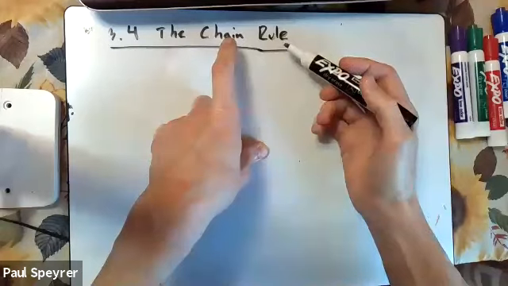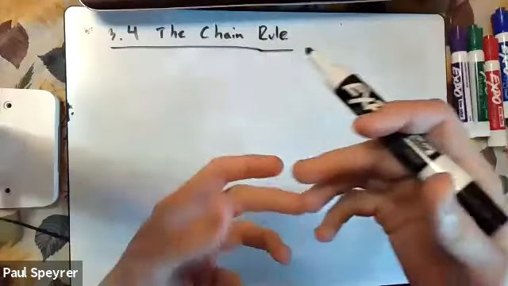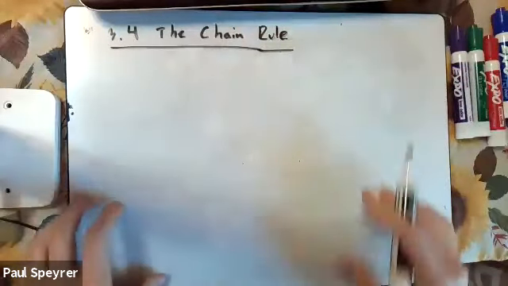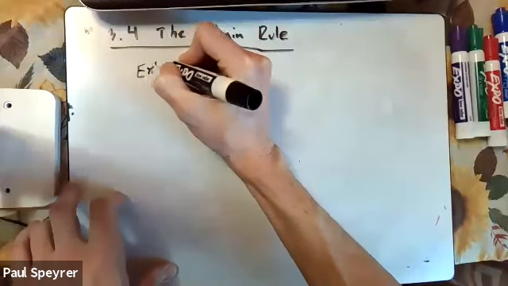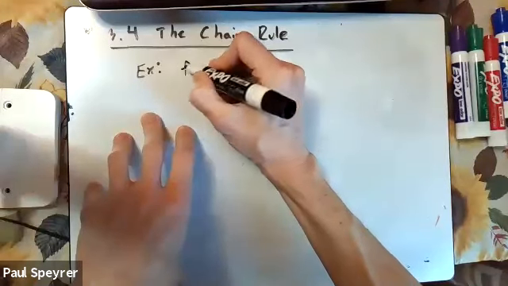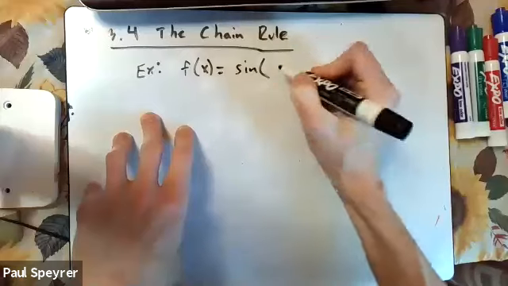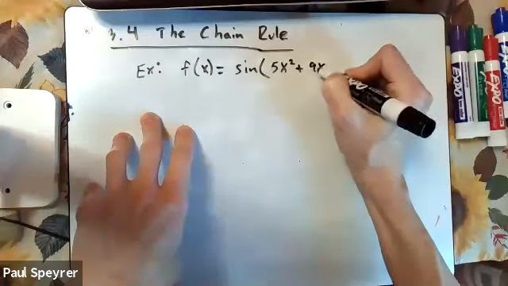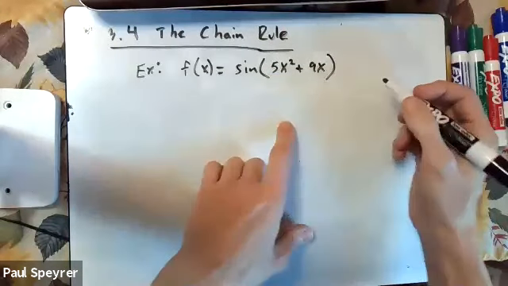Basically, what if we have one function trapped inside of another? How do we derive those? Okay, so these are typical cases where you would use the chain rule. Like if I had f of x equals sine of 5x squared plus 9x, for example. That's an example of us having to use the chain rule.